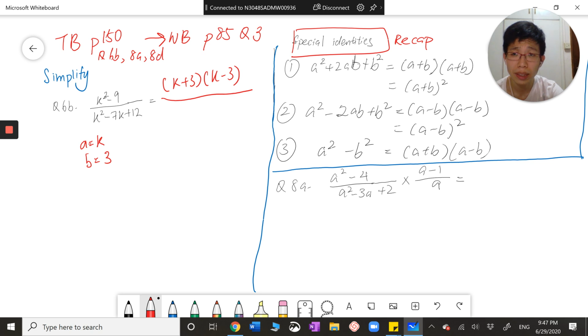Now the denominator. This one is a quadratic expression whereby you have a k squared, a k in the middle and a number. So you have to use the multiplicative frame, which is your tic-tac-toe. Let me draw it out.